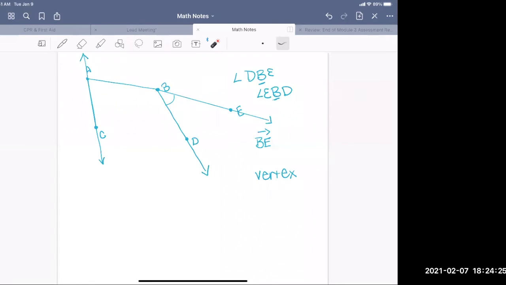Identify another angle in this diagram. You might have said angle CAB right here. Okay, you could have said angle ABD right here.